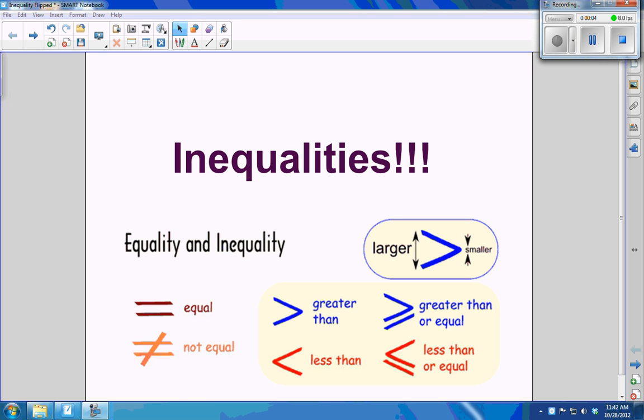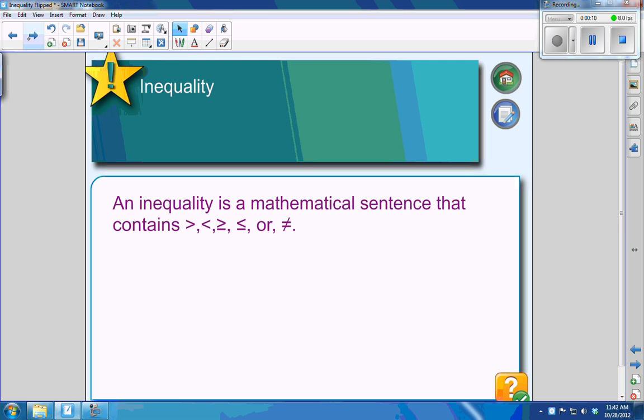Inequalities. Greater than or equal to the most fun you will ever have. An inequality is a mathematical sentence that just contains these signs. Greater than, less than, greater than or equal to, or less than or equal to. An inequality does not have an equal sign. That's all the term inequality means. Nothing fancy.